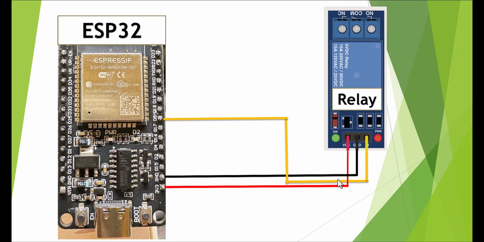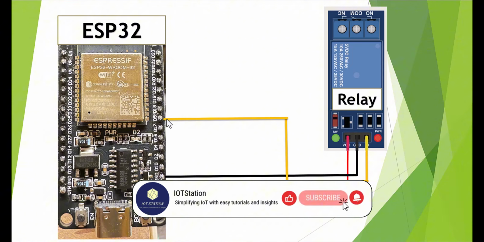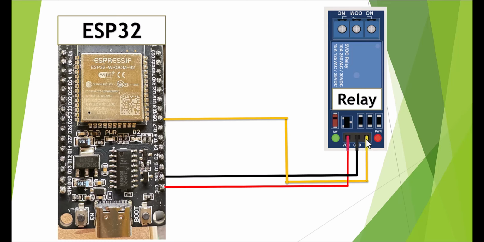So we have the 3.3 volts, which is connected to VCC, and we have the GND, which is also connected to GND, and I selected one of the GPIO pins, D5, and connected it to the trigger pin of the relay. So now I will jump to the demonstration to show you how it works, and then we can continue with other videos about the coding parts.